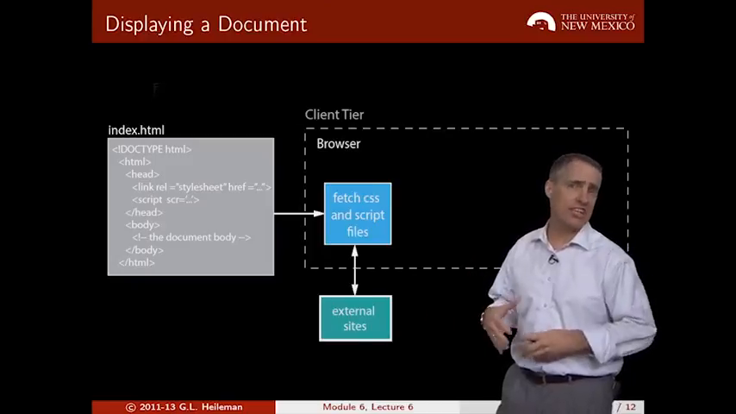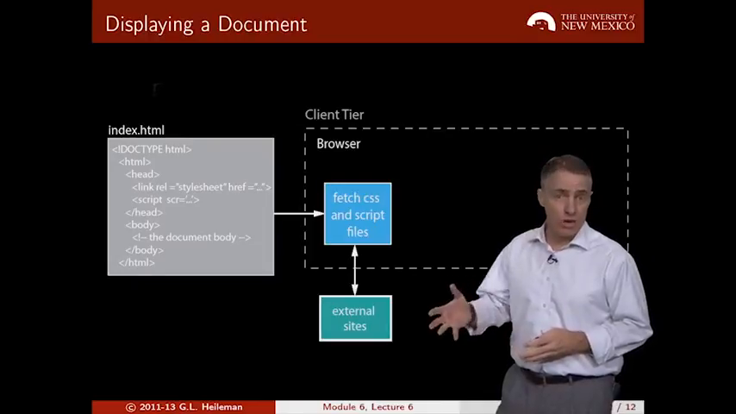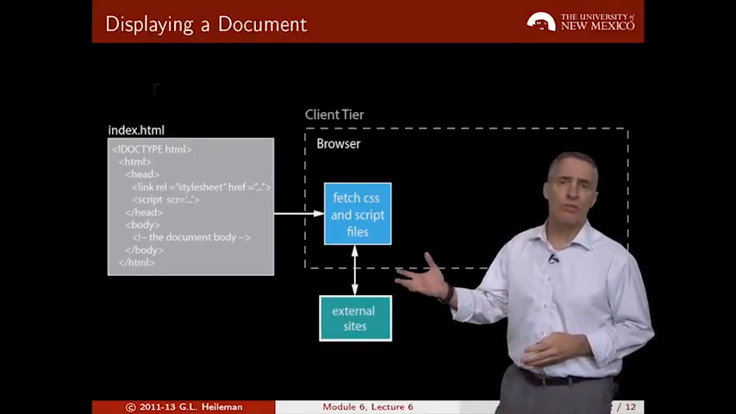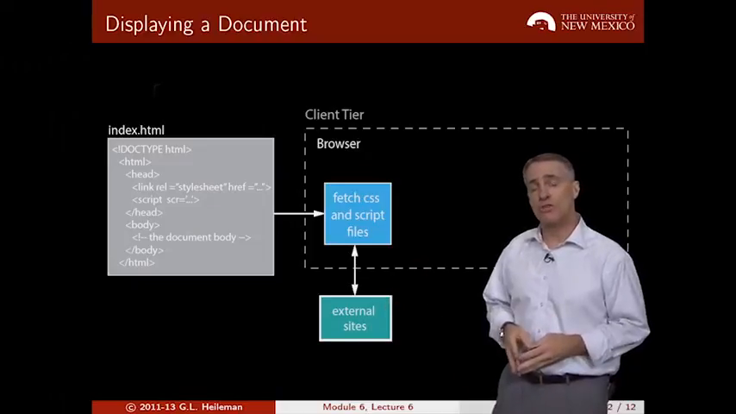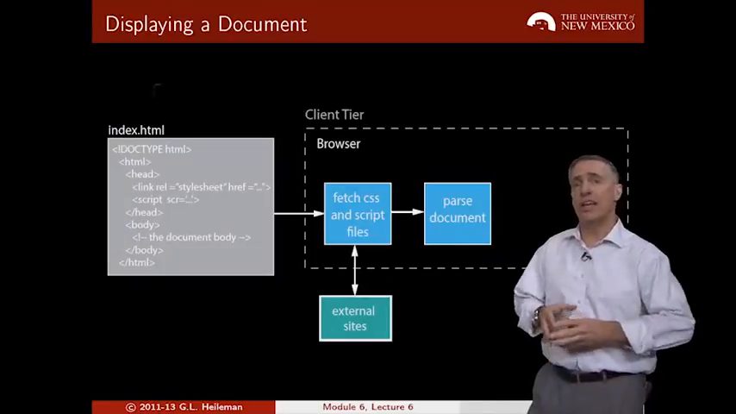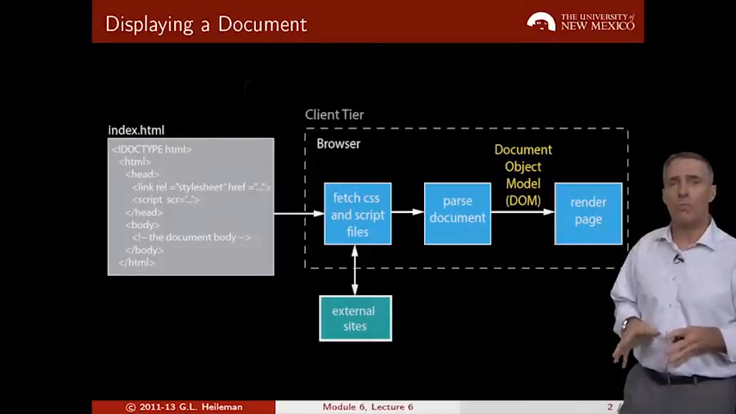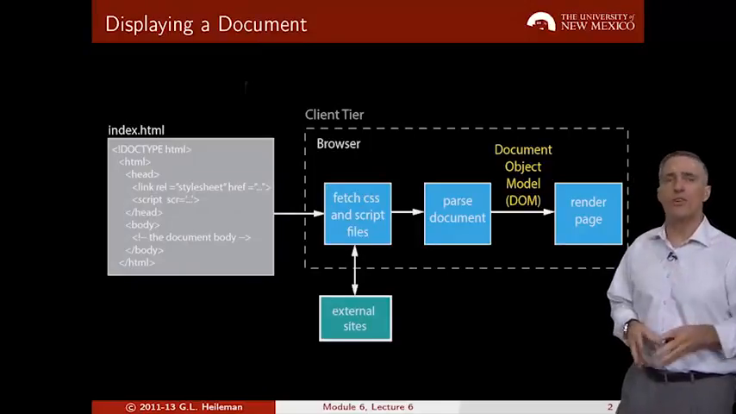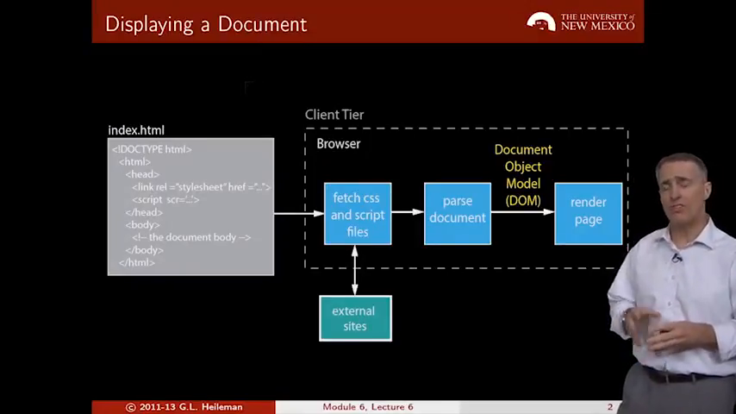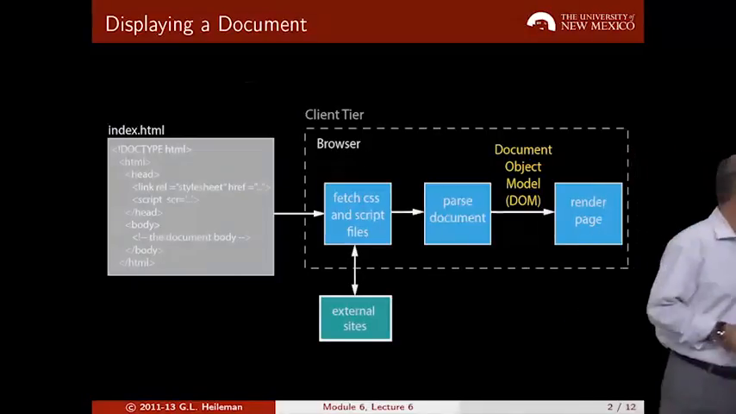The first thing that happens is any external resources, for example, cascading style sheets or JavaScript files, are retrieved either from the server that the HTML was delivered from or from some other external source. Next, the HTML is parsed to create an internal document tree, and that document tree is referred to as the document object model. It's very important to understand that this document object model is the thing that's rendered in your browser. What happens is the cascading style sheet rules and the JavaScript are applied to the elements in the document object model, and then the page is rendered.